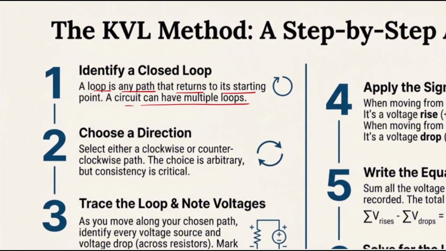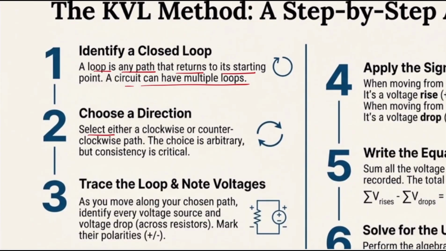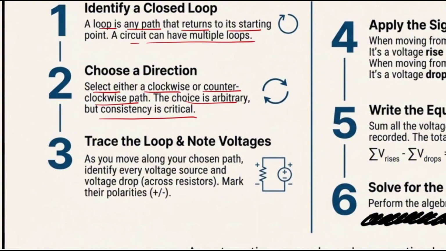Another thing is the direction. Select either a clockwise or counterclockwise path. It is important that you choose which path for the direction of your current. At the final step, it doesn't matter which direction you use. The only thing that could change is the sign. But it would be better to at least have a ground basis at the very beginning. So the choice is arbitrary. You can do whatever you want, but consistency is critical. If you have one direction, try to use it for all of the loops.